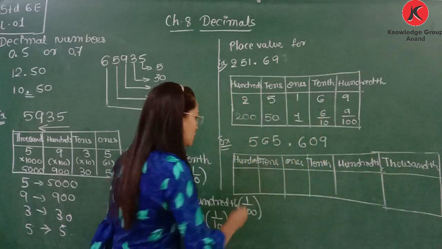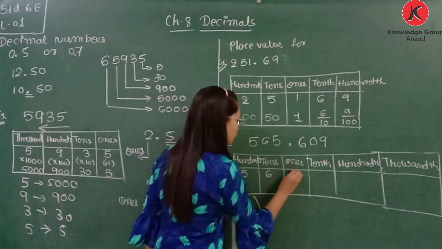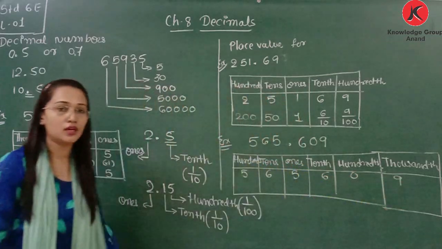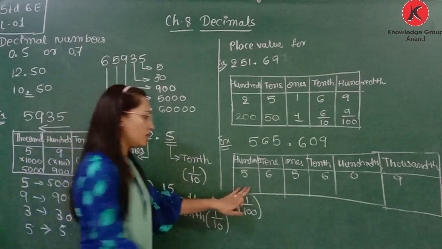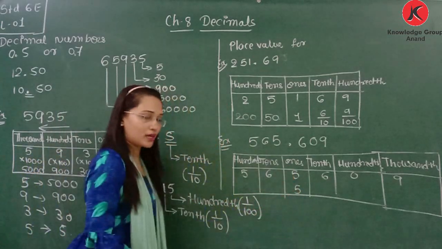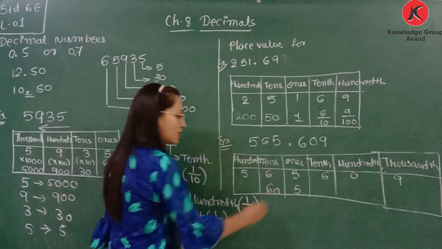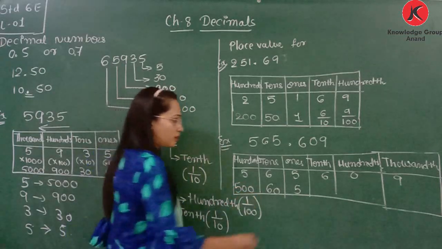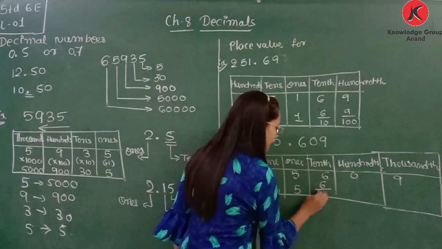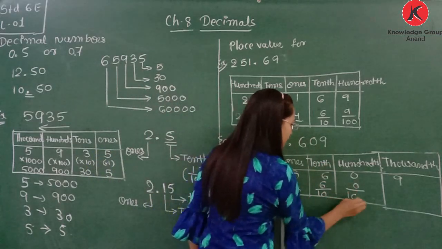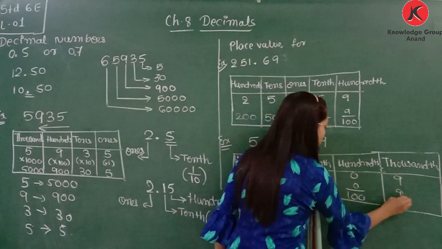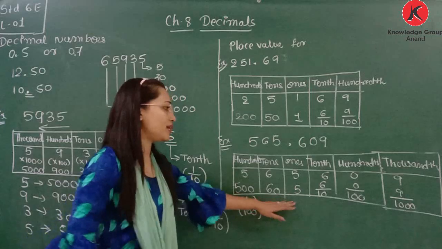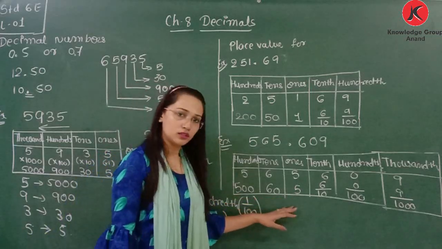Now we can write the digits. So 5, 6, 5, 6, 0, 9. Now how can we write the place value? So here 5 is multiplied with 1, 6 is multiplied with 10, and 5 is multiplied with 100, so it is 500. For the decimal part it is 6 by 10, 0 by 100 is 0, and 9 by 1000. Okay, so this way you can get the place value of digits in a number.